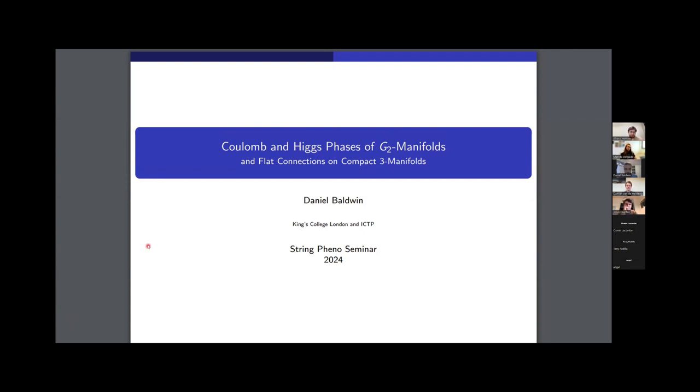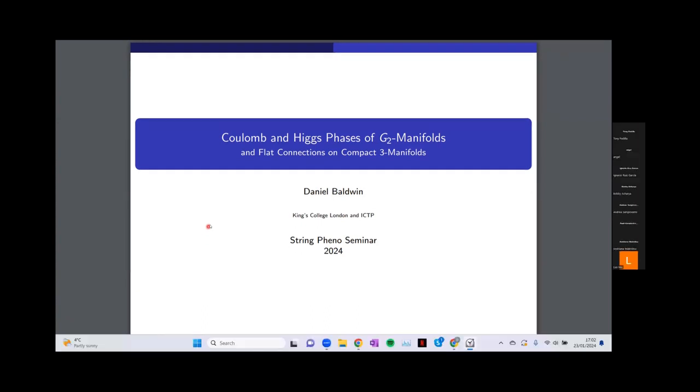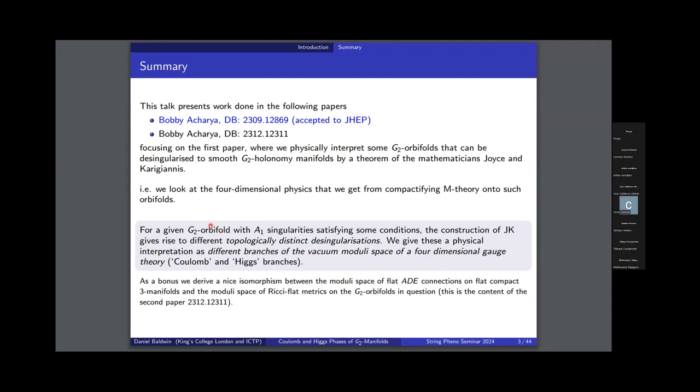Okay, yeah, so thank you to the organizers and for the opportunity to present this work. This talk will be presenting work done in these following two papers, but mainly concentrating on this first one highlighted in blue. It's a collaboration with Bobby Acharya. And what we do is we physically interpret some G2 orbifolds that can be desingularized to smooth G2 manifolds by a theorem of two mathematicians, Joyce and Karigiannis.